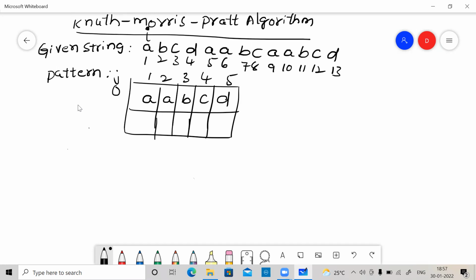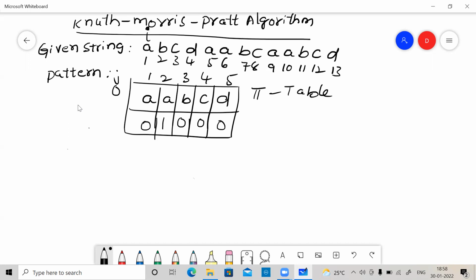For that, the starting index of this given string is 1, and the ending index will be 30. For the pattern, we'll have j equal to 0, and the index values will be 1, 2, 3 till 5, and we need to calculate this pi table. This is the pi table. At the start it will be 0, and this is occurring once again, so here we'll have 1, and then 0, 0, 0.